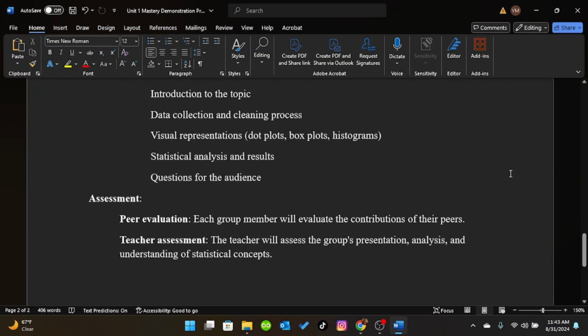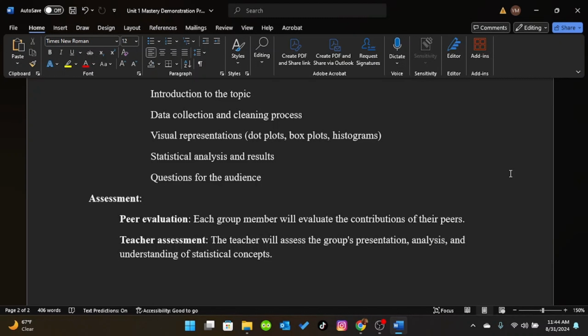And finally, we have the assessment. A part of your grade will come from a peer evaluation. So each group member will evaluate the contributions of their peers. So if you try to get away with not doing anything and getting someone else in the group to do all the work, then that is going to come across in their evaluation of you, and it will be reflected in your grade. And then there will be my assessment.